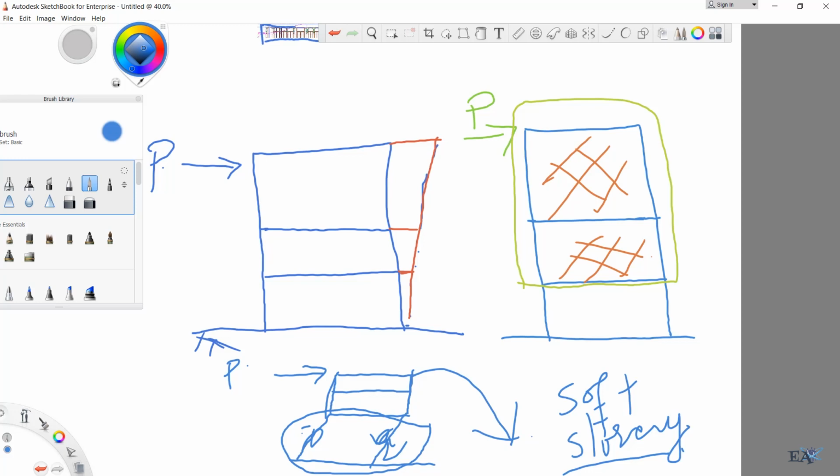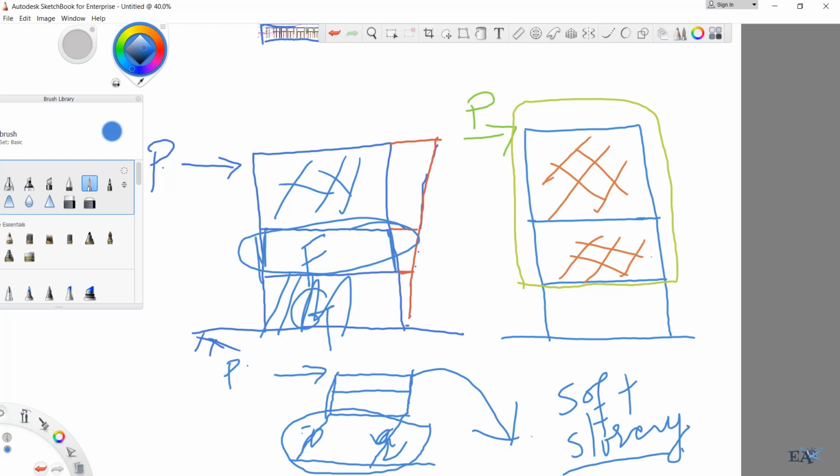A soft story doesn't necessarily have to be on the ground floor. It can be on the first floor as well, because if you have an infill wall here and an infill wall here and no infill walls in this region, in that situation also this floor will act as the soft story.